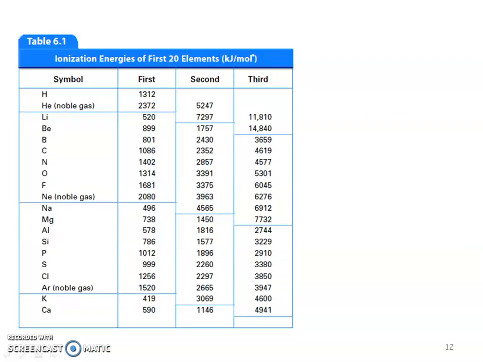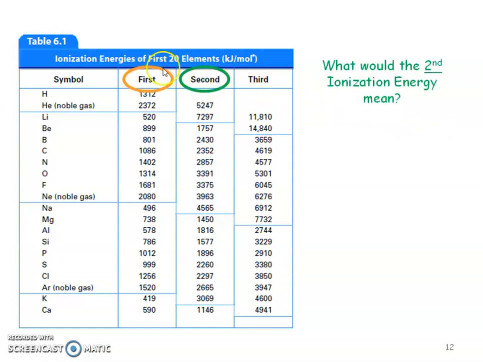So let's look at this chart. This chart gives us first, second, and third ionization energies. So if we look at that first ionization energy and the amount that it takes for the second, what am I talking about here? First ionization energy, second ionization energy. So what does this really mean? Like I said before, it really talks about the energy needed to remove that second electron.